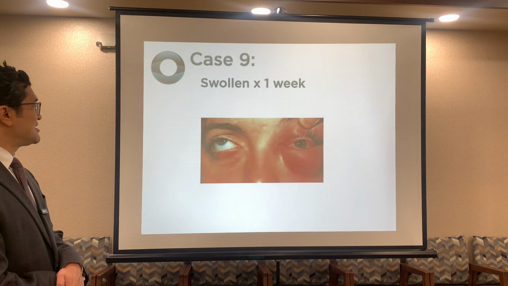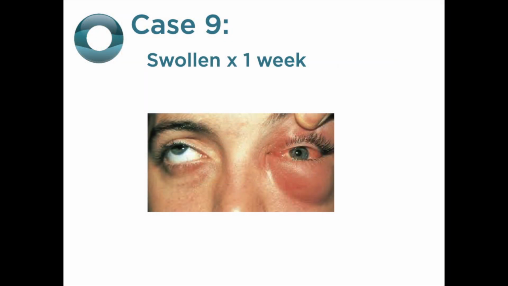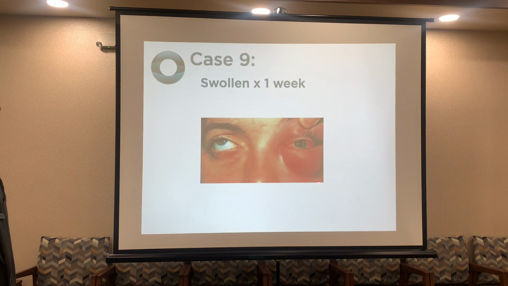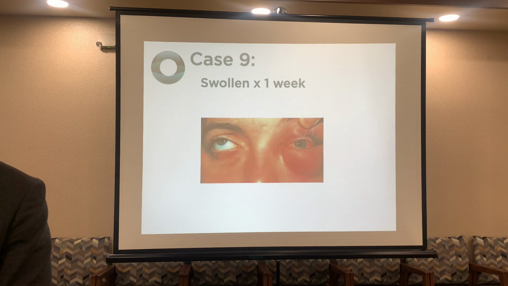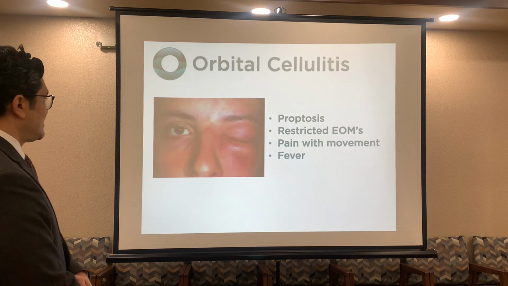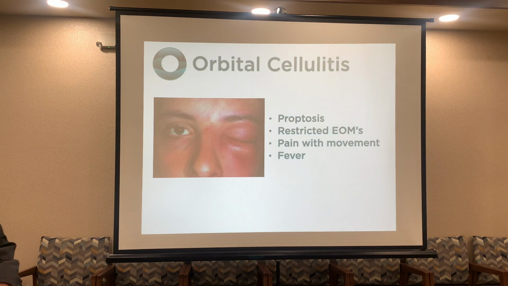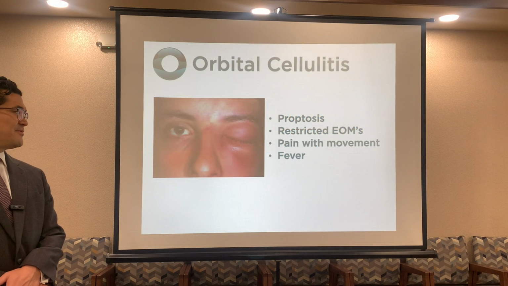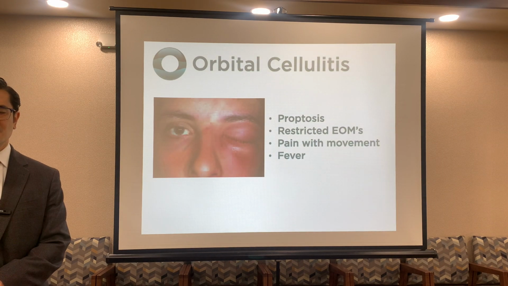So next, case number 9. This patient has a swollen eye for a week, and you look, and it's all this periocular hyperemia, true sign of cellulitis. You're going to see proptosis or bulging of the eye. You're going to see restricted eye muscles. They can't look up, left, right, or down sometimes. And it's going to really hurt when you have them look left or right. And fever is a bad sign. That tells you that's a bad infection.